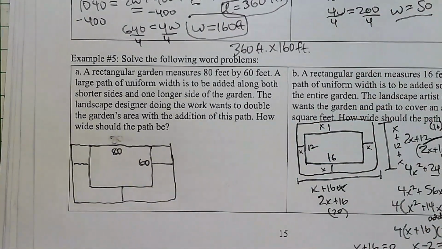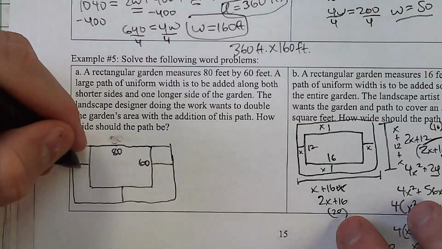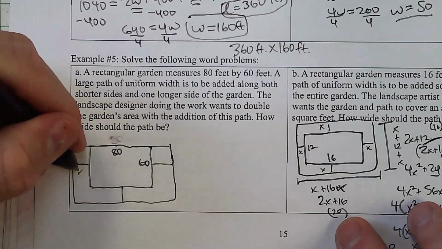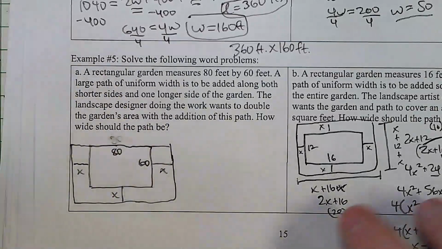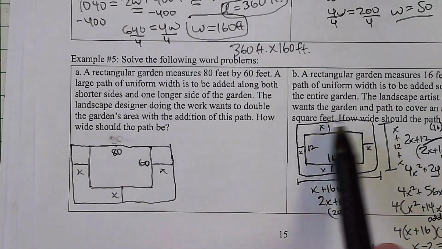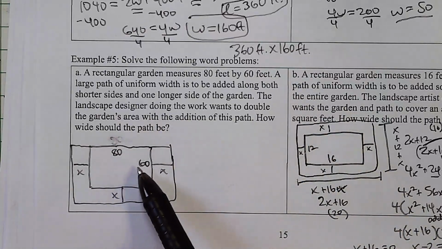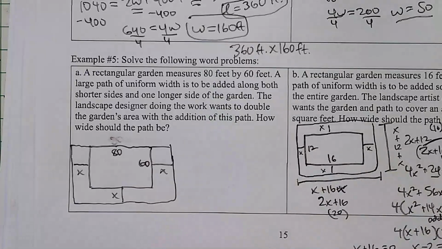Now, this width that we don't know that they're trying to add, what is that going to be called? This unknown value. X, you can call it W, just a variable we don't know. So I call it X. But on the example here, they added it to the entire garden. Here, they're just doing one longer side, not both. And they're wanting to double the area.